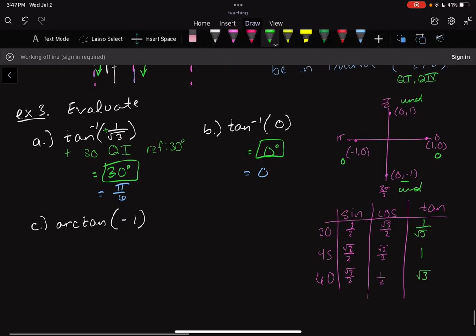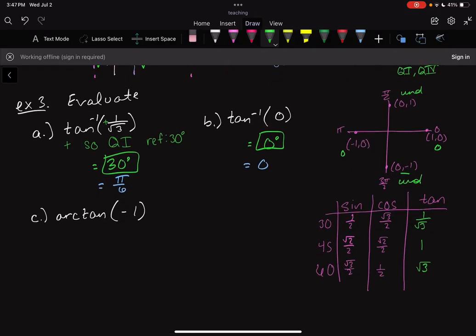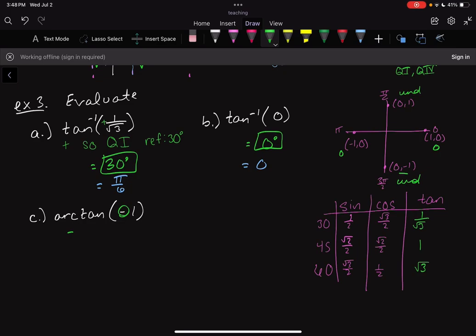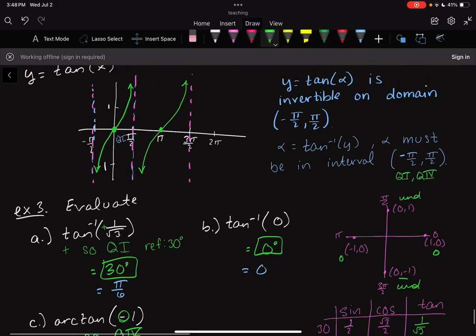And lastly, arctan of negative 1. So that negative right there means that I'm in quadrant, you think about it, it's either 1 or 4. In this case, it'll be 4 because it's positive in 1, negative in 4. And you can even see that on the graph, right? Because it's positive above here, and that's quadrant 1, and then it's negative below here, and that's quadrant 4.